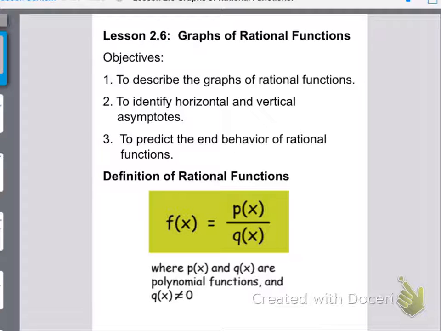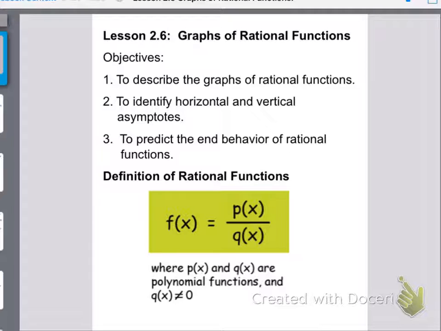Okay, this is 2.6 for Pre-Calc Part 1. Today we're just going to talk about identifying horizontal and vertical asymptotes. We are going to talk about end behavior of rational functions, and that involves limits and then the graphs of the rational functions. We'll get a little bit into that.